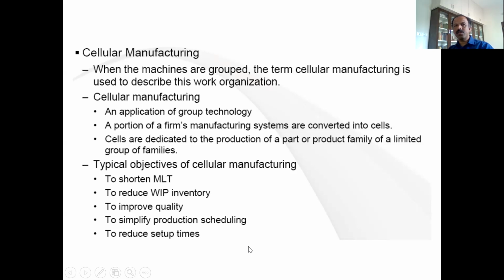Now, the objectives or advantages that you can gain out of cellular manufacturing are, first, to shorten the MLT. The manufacturing lead time is going to be reduced because you are not asking the parts to move unnecessarily. As the parts do not move unnecessarily, the work in process is going to be reduced. And you are doing it in a better way, so improvement of quality is going to occur. Production scheduling can be simplified, and reduction of the setup time is assured.